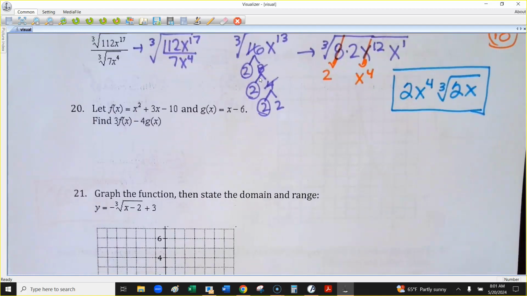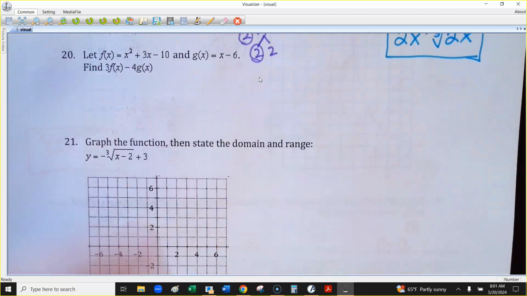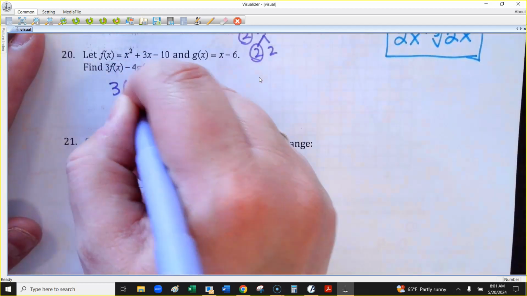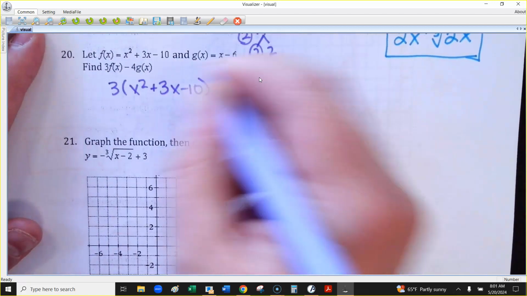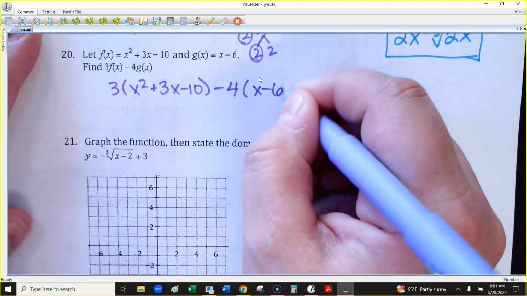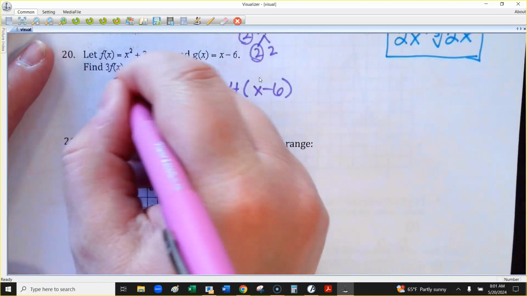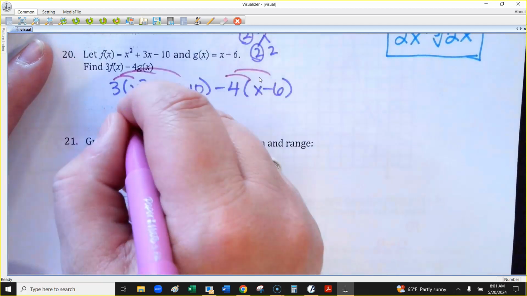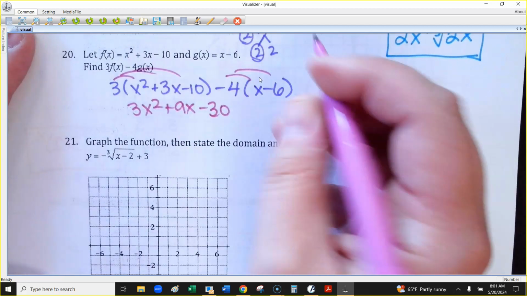This is from the very beginning of the semester, from our functions unit, for number 20 here. We are just going to literally plug these functions in. So this says 3 times f of x. So 3, and our f of x is x squared plus 3x minus 10, minus 4 times g of x, and then up in the directions it tells us g of x is x minus 6. We're just simplifying this, we're not factoring anything, we're just going to multiply this out and combine like terms. So I'm going to get 3x squared plus 9x minus 30, and then minus 4x.